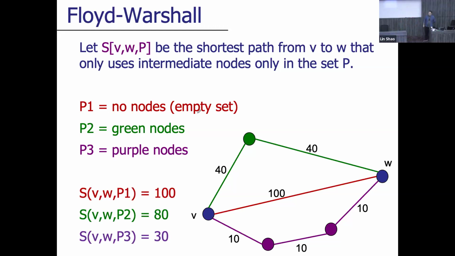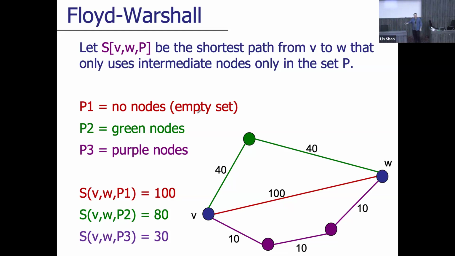Now let's look at P2. In P2 we have one node, and the shortest path from V to W across P2 would be the blue edges. These have 2 edges, each with a cost of 40. Together we have 80. This is the cost of this path, so SVWP2 would be 80.